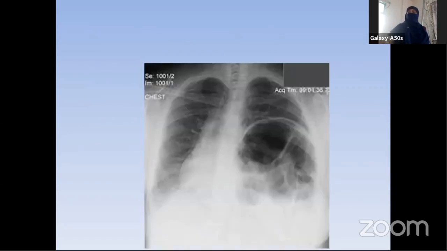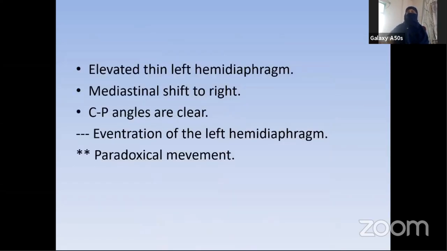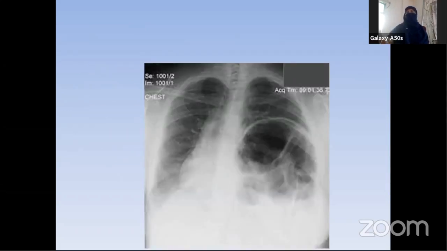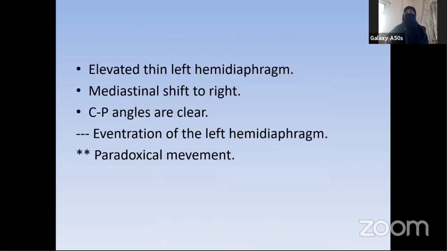So eventration of the left hemidiaphragm is here. You see there is inactivity, and the elevation of the left hemidiaphragm causes the mediastinal shadow to be deviated to the right. The cardiac shadow is deviated to the right. Okay, so this is the eventration you may face in your lifetime.